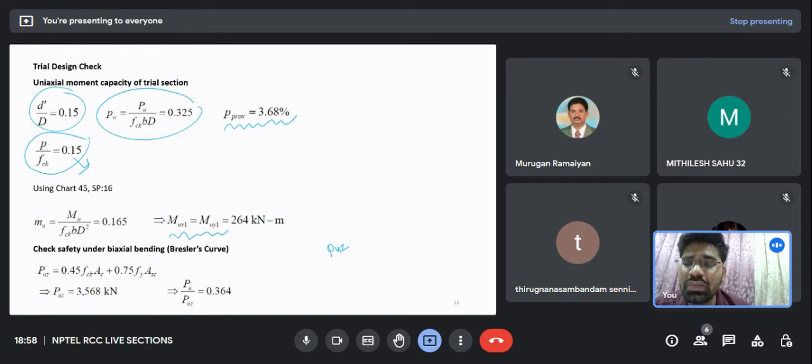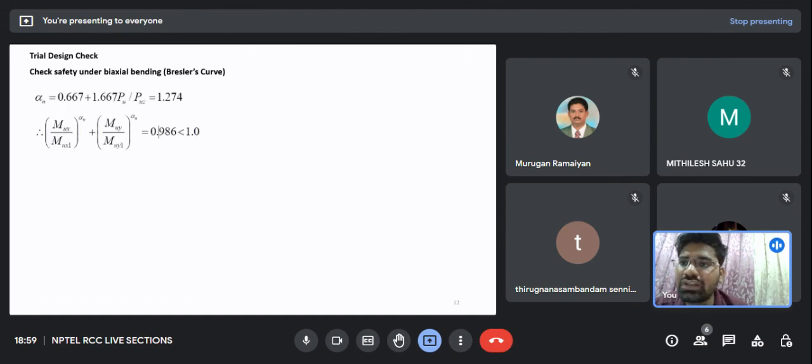I request you to please go through this video once again so that you will be clearer with the concepts of biaxial moment and axial load design of columns. Here the ratio of Pu falls between 0.2 and 0.8, so we will have to do linear interpolation, and with the help of that I am getting a value of alpha n as 1.274. Now when I substitute all of this in this equation I am getting 0.986, which is less than 1. Hence my column is safe for the given percentage of steel which I have provided across the cross section.